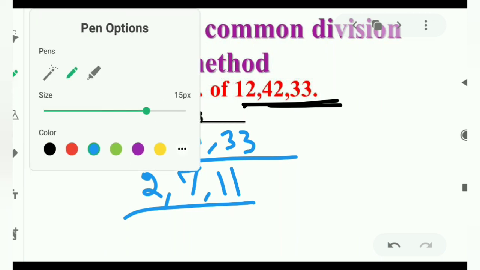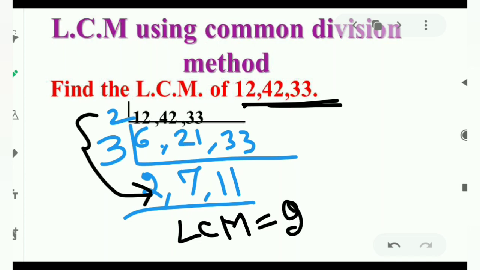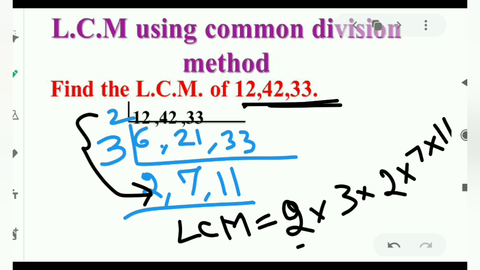Then the next step, we are going to find the LCM. LCM here is nothing but the product of these numbers. We have to multiply 2 into 3 into 2 into 7 into 11. This product is going to be the LCM.